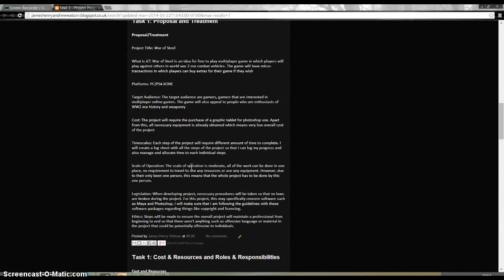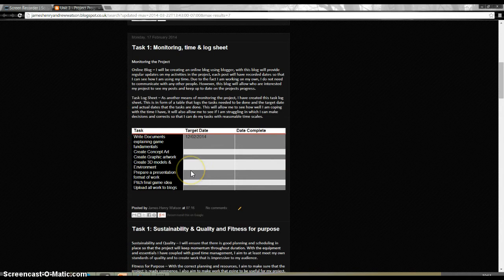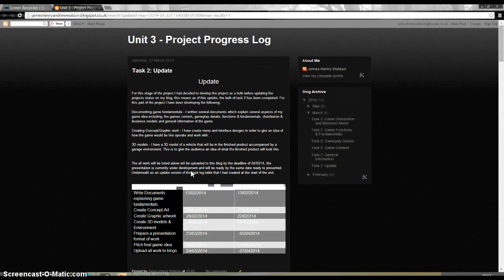For example, for Task 1, the final outcome was that I had a finished plan for the project, which outlined what the project would entail, all the stages of the project, things like the cost, people involved, sustainability and quality, feasibility, and these sorts of things. So that's what I did for Task 1.